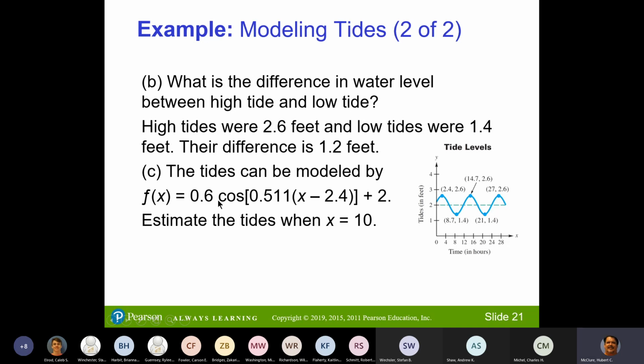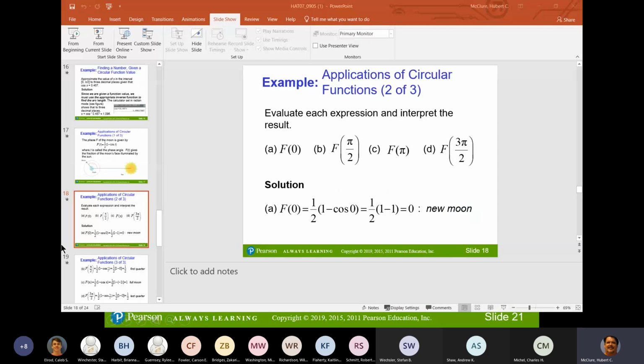The tides can be modeled by this. Estimate the time when X is 10. So we'll do that one because that's the only thing really pertinent to what we're doing right now. So f of X is equal to 0.6 cosine brackets 0.511 parentheses X minus 2.4 close plus 2. And they want you to plug in 10. So I'm going to plug in 10.